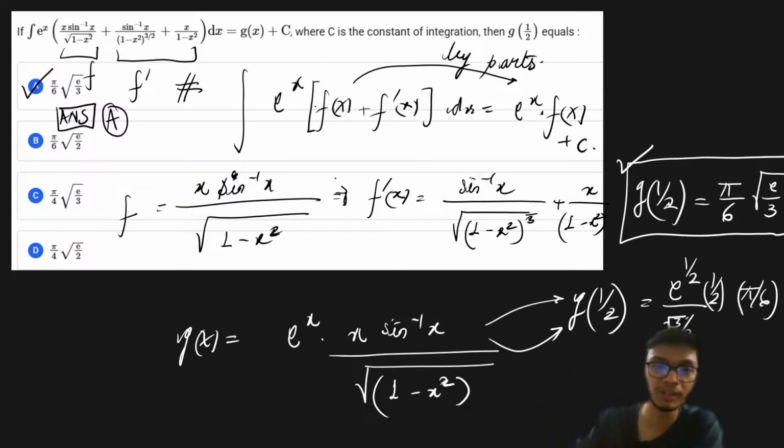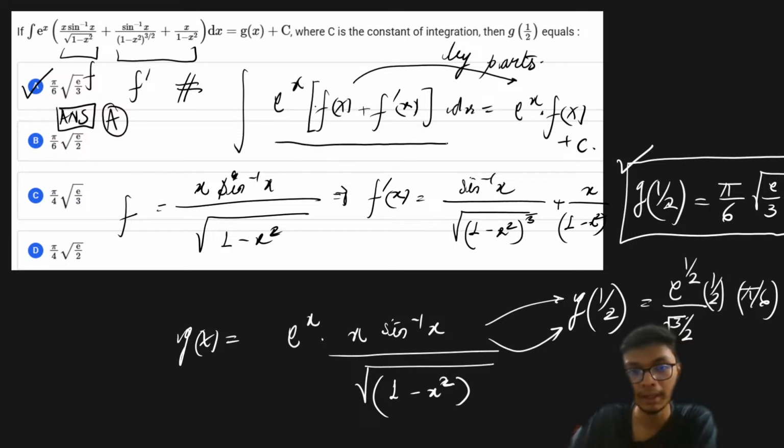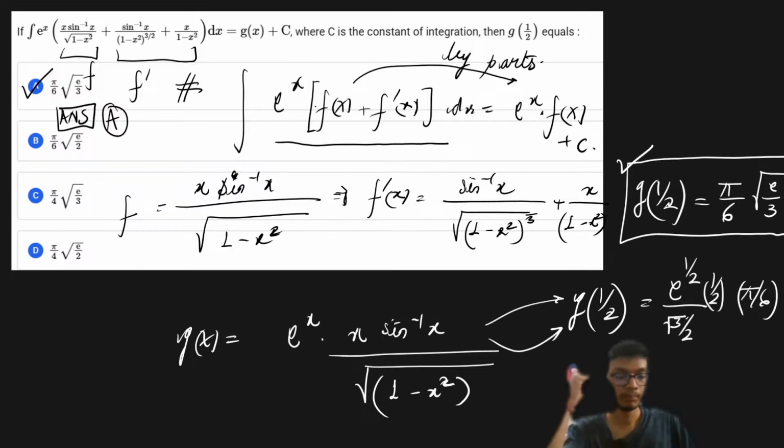Whenever you are able to see this kind of form of e to the power x into f of x plus f dash of x, the simple answer is e to the power x into f of x. I hope this part is simple and clear to every one of you. Please let me know if this part is clear or not.